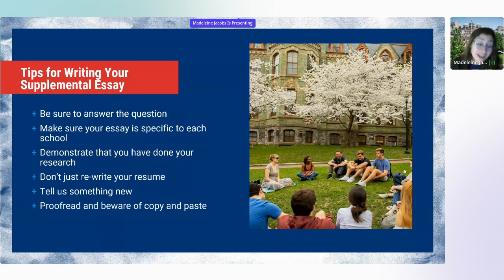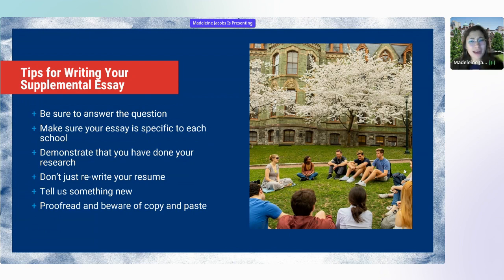Make sure you're not just cut and pasting between the schools, because it doesn't add anything to your file. We can tell that it's been cut and pasted. Sometimes students even forget to change the name of the institution. So really spend some time on these essays and don't wait until the last minute. Show us that you've done some research.